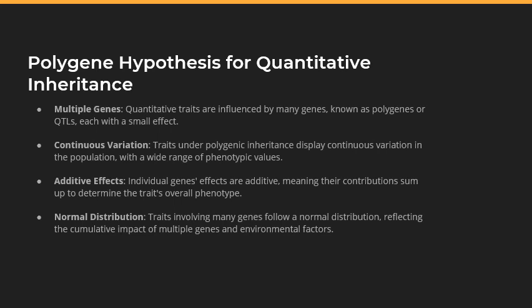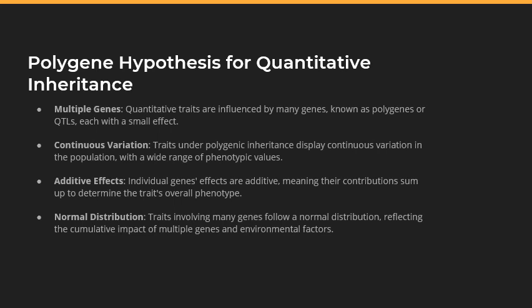Now let's move on to additive effects. In the polygene model, the effects of individual genes are additive. This means that the contribution of each gene to the trait's phenotype can be summed to determine the overall phenotype. For example, if there are 3 genes contributing to height, the height of an individual can be understood as the sum of the effects of those 3 genes.